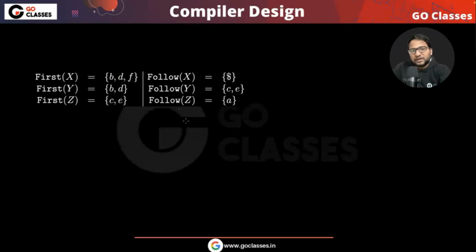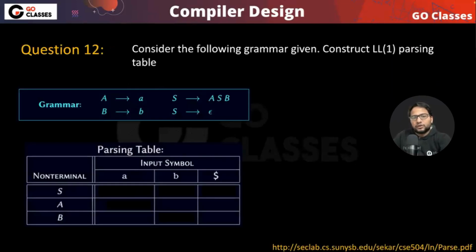So these are the first and follows of X, Y, Z. So using this, we can say that the answer is ACD. Okay. Answer is ACD. Now let's move to the next question. Let's see what they are saying.